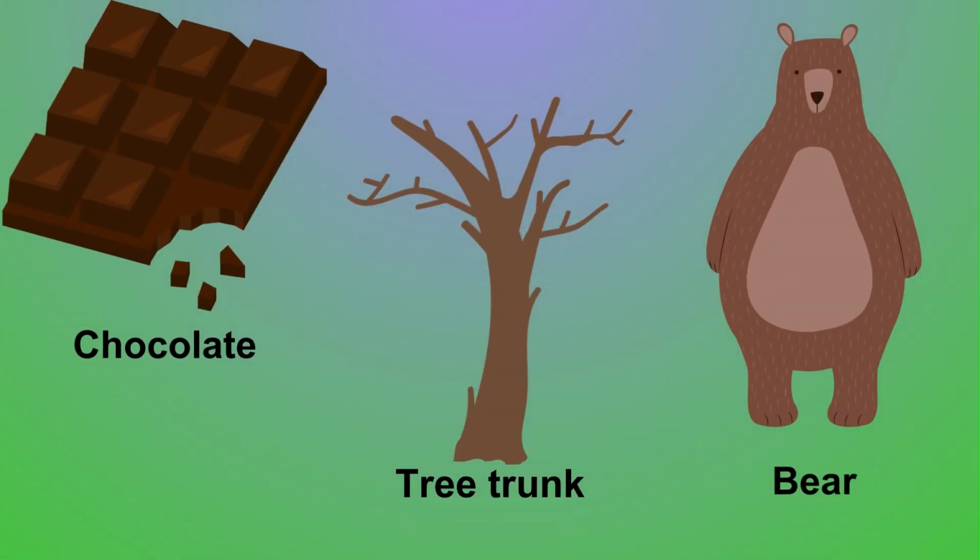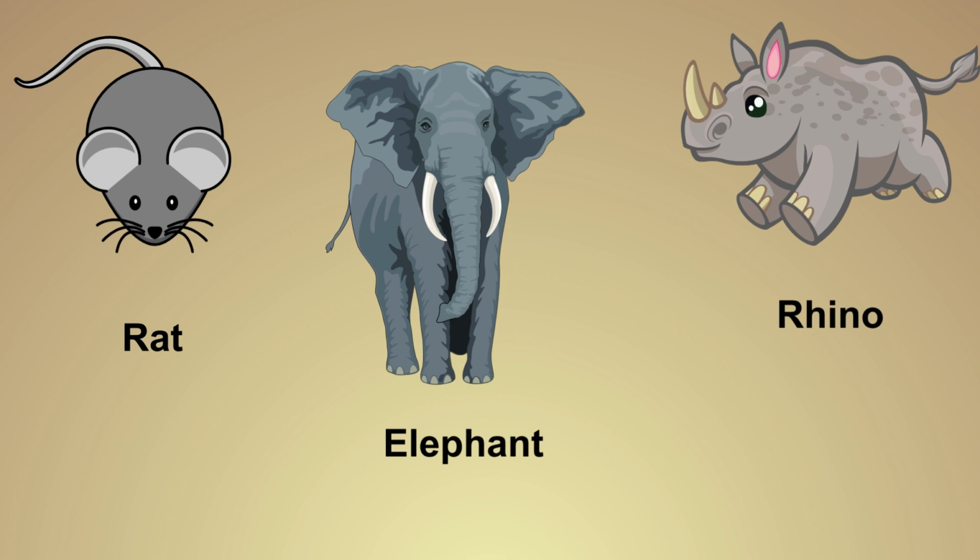This is the brown color. And the examples of brown color are chocolate, tree trunk, and bear. This is the gray color. And the examples of gray color are rat, elephant, and rhino.